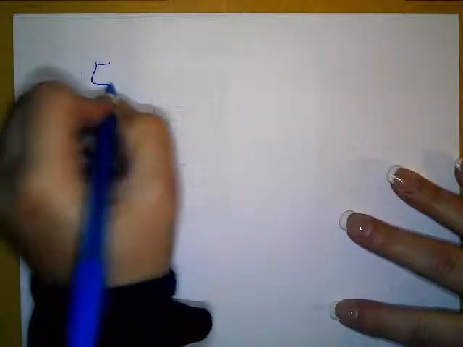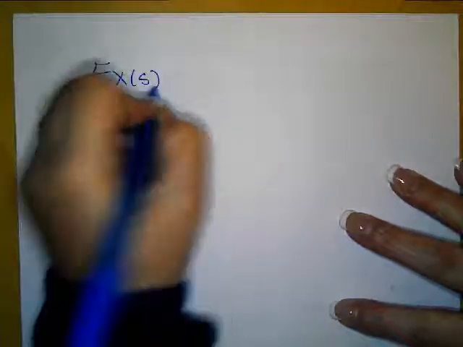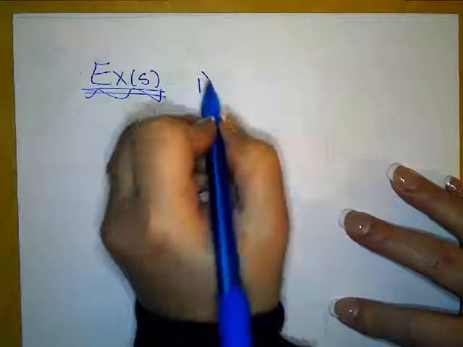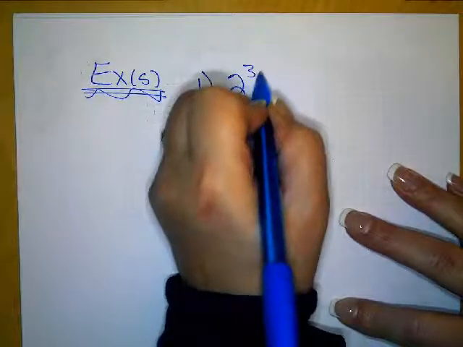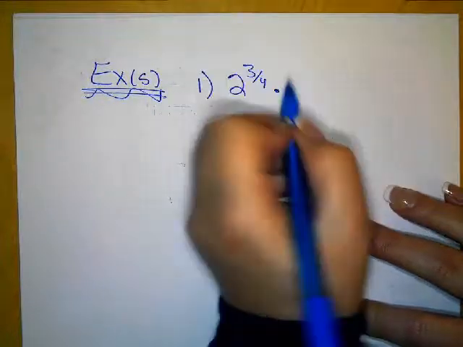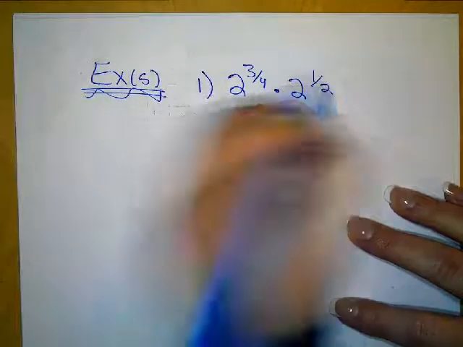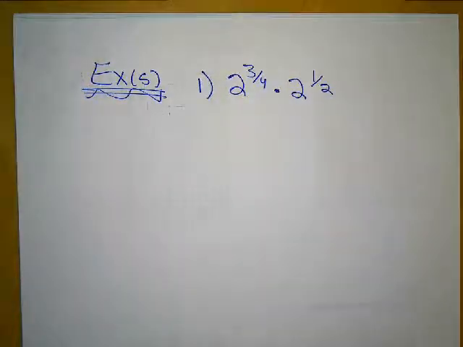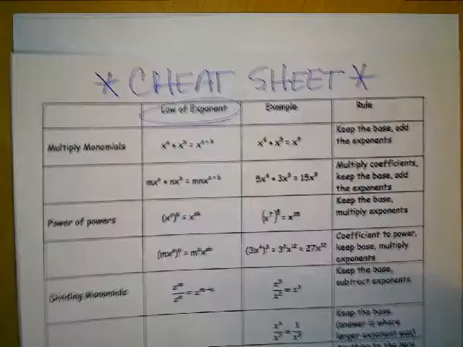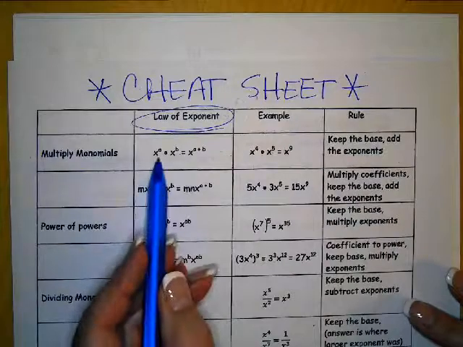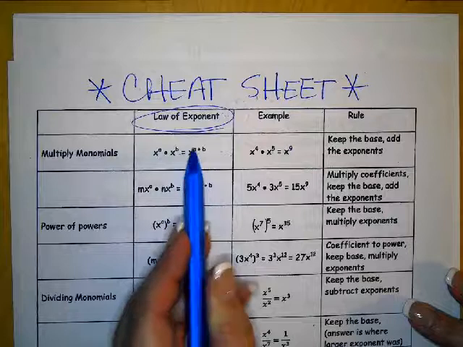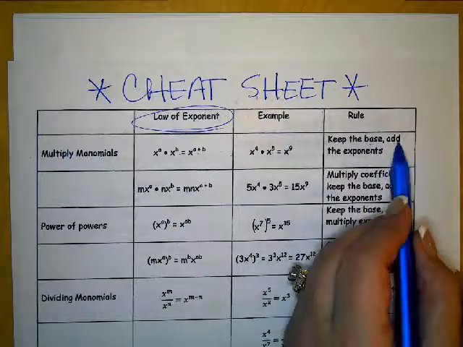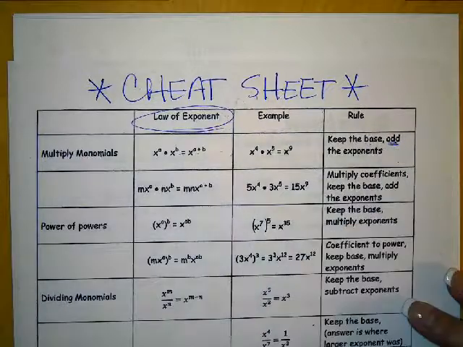So, starting with some examples. Example 1 says that we have 2 to the 3/4 power times 2 to the 1/2 power. If we look at our laws of exponents, I believe that's the first little property. If we're multiplying and we have like bases, what are we doing with those exponents?